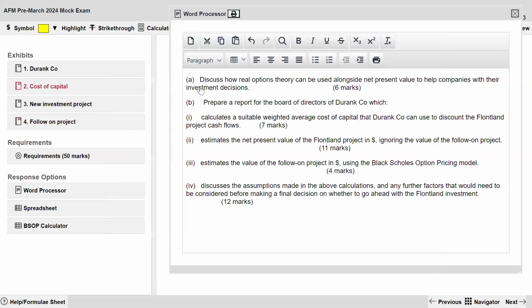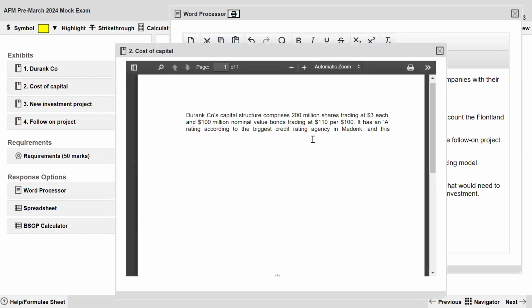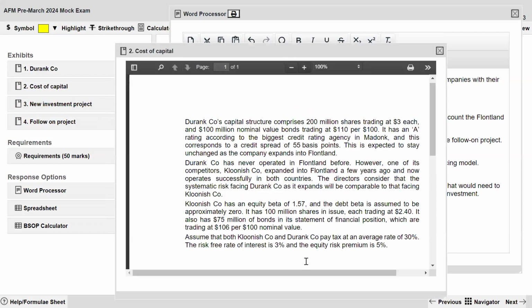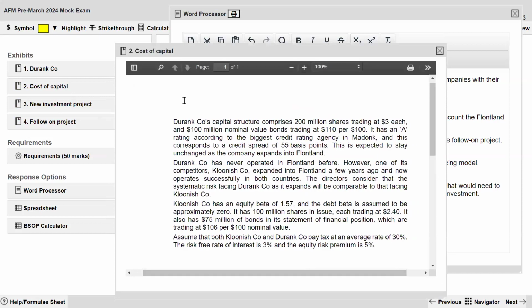Now, we talk about the cost of capital. Can you read through it?